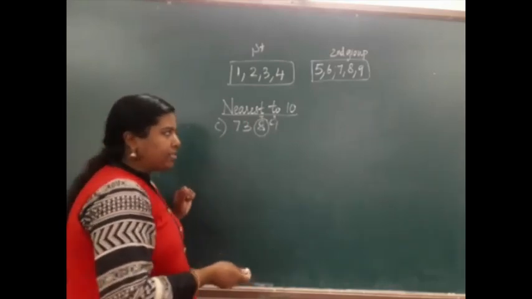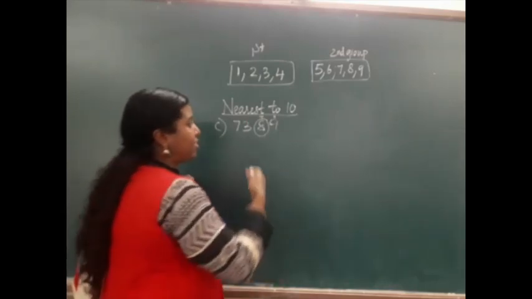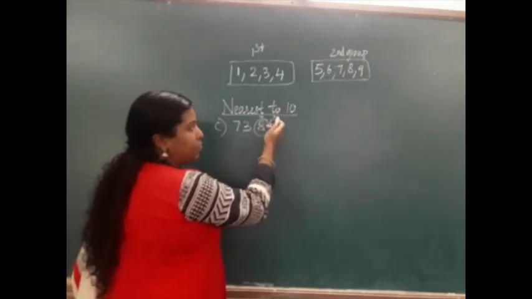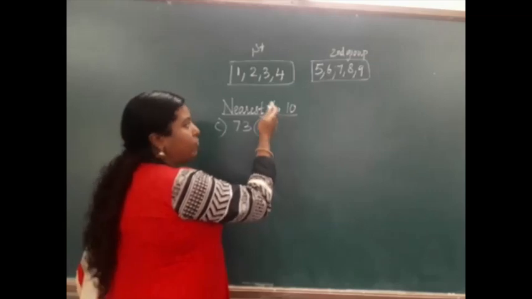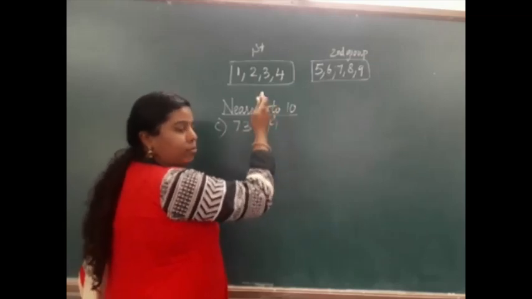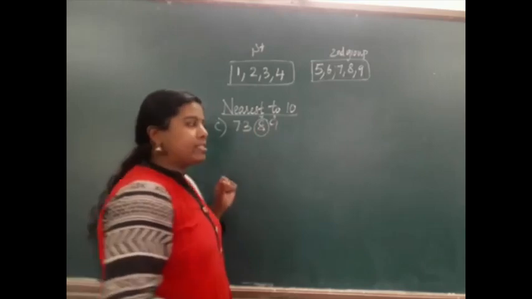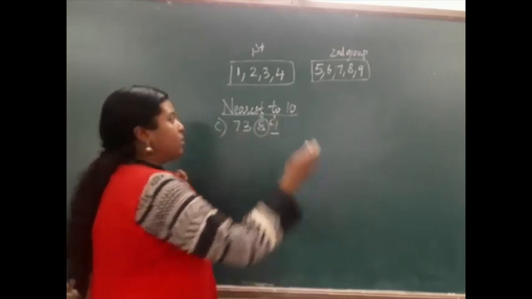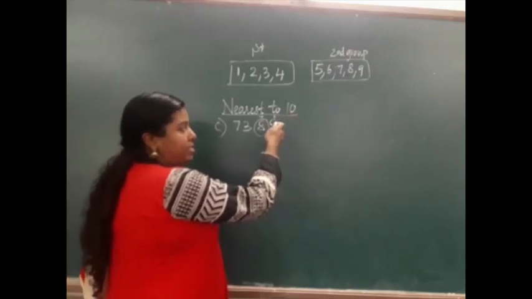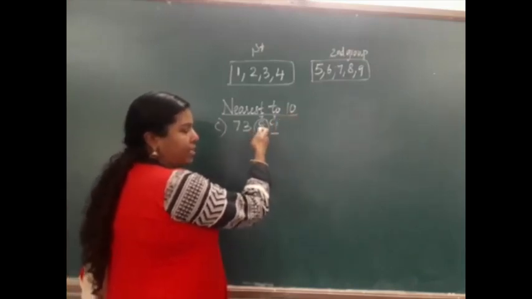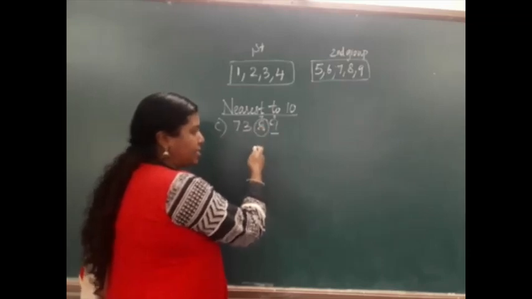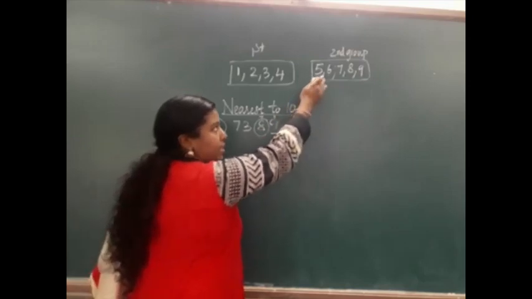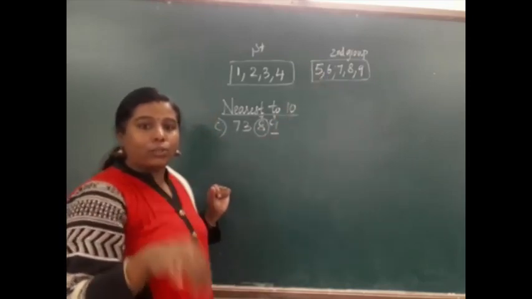The next step is underline the digit to the right of the circled one. So what will come in the right side? The place is ones. Whenever we round nearest to 10, we have to look at the digit in the ones place and underline it here. Okay. Now this underlined digit is below 5, we will write this digit as it is. If the underlined digit is above 5 or in the second group, we will add 1 to it.